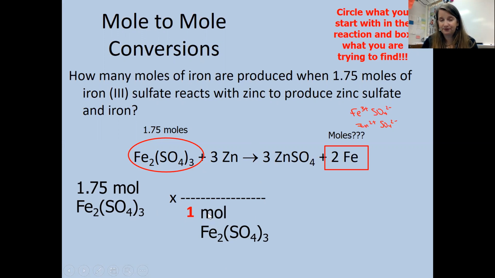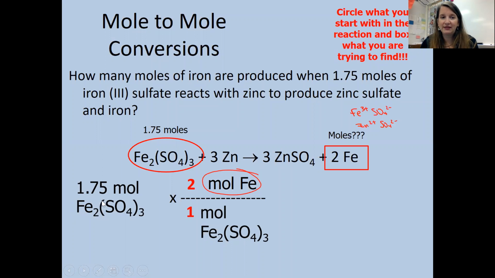Now I want to stress that this is not a 1 because we always put 1 in front of the moles during the last unit or the last semester when we were doing mole conversions. This is a 1 because the coefficient of iron sulfate is a 1. We're trying to find moles of iron, so I want to put moles of iron up here on the top. The coefficient of the iron goes here in front of the moles, so I have 2 moles of iron. Because I'm trying to solve for moles of iron and I have moles of iron here at the top, I'm done setting up my problem and I can solve.